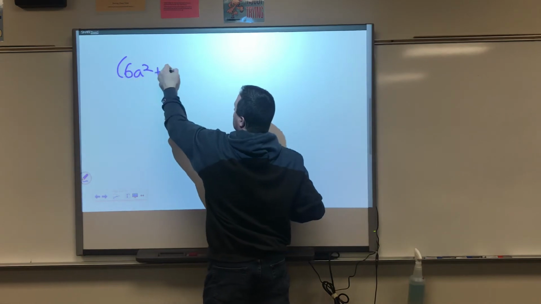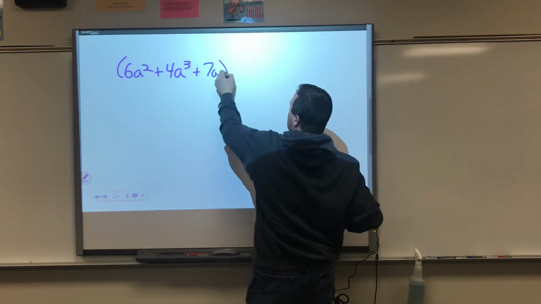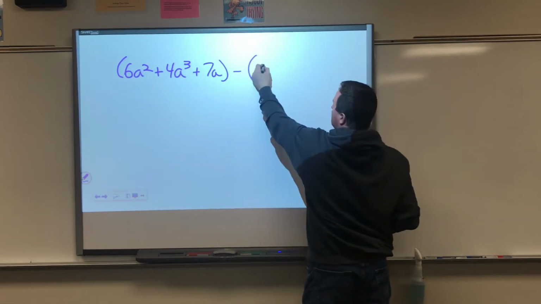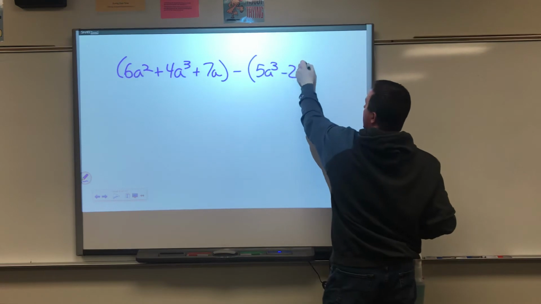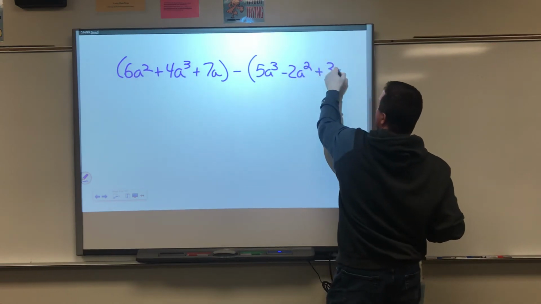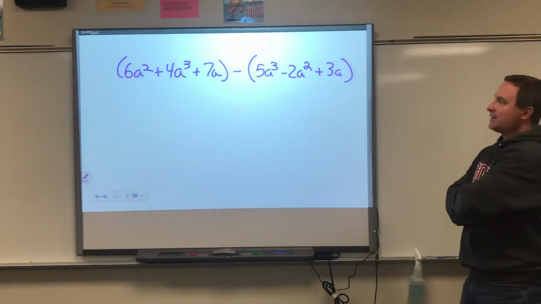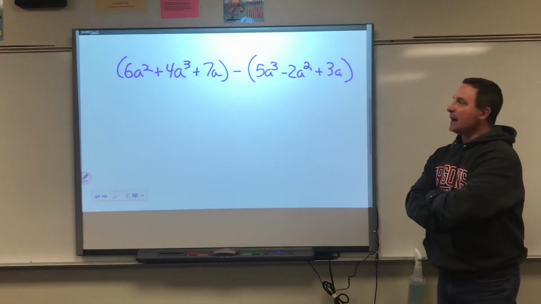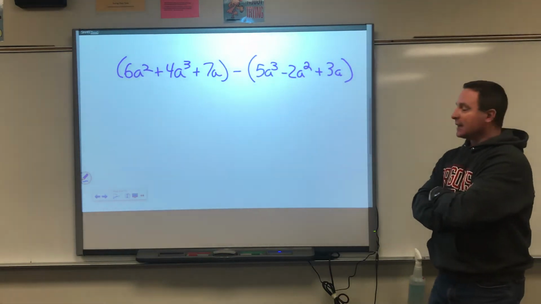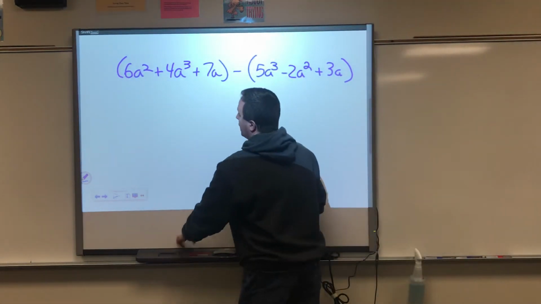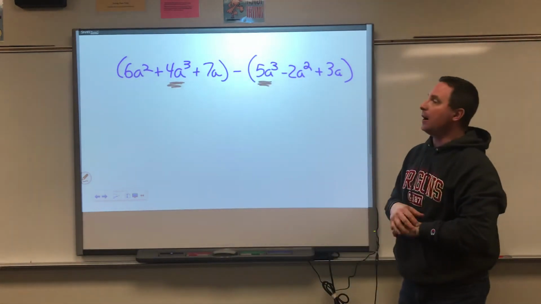6a squared plus 4a cubed plus 7a minus 5a cubed minus 2a squared plus 3a. Okay? So a bunch of a's there. And again, what I said before is I always like to write our answer in standard form. So we're going to look for the largest exponent out of all of these. And the largest exponent I think I see here is a couple cubes, third powers.